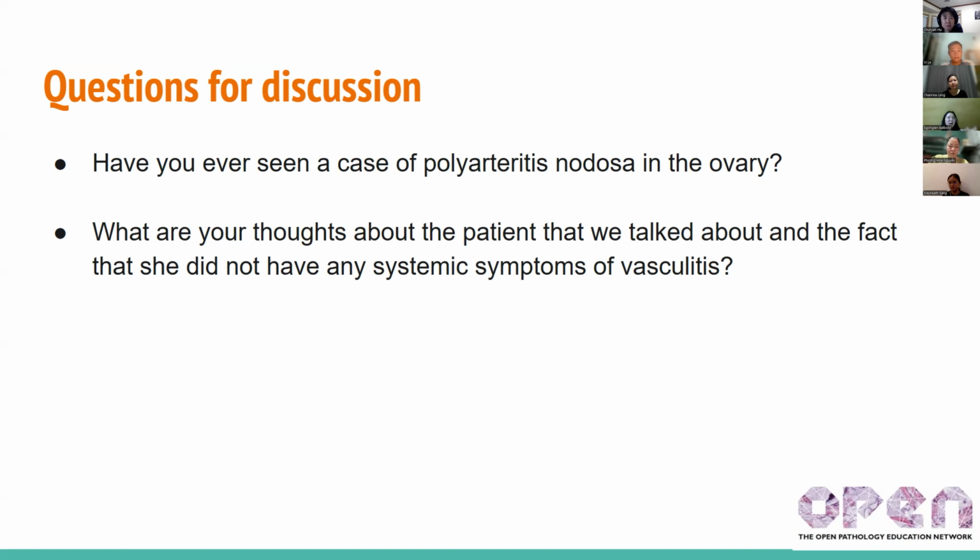Have you ever seen a case of polyarteritis nodosa in the ovary? This is the first question. And the second question is, what are your thoughts about the patient we talked about and the fact that she did not have any systemic symptoms of vasculitis? Is there anybody who wants to answer these questions?